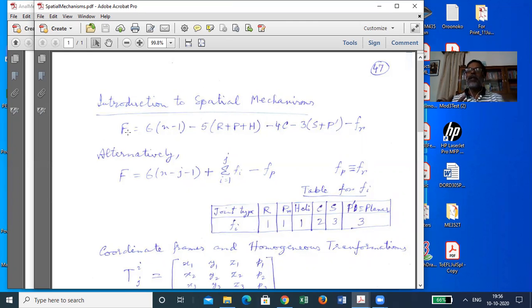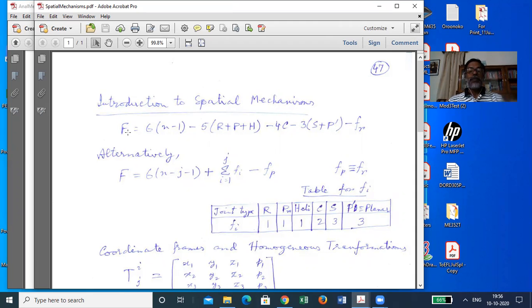Remember, in the planar version, we said that in a plane, a rigid body has 3 degrees of freedom, and removing one link, which is the frame, we have n minus 1 links. So 3 times n minus 1 is the total degrees of freedom the links have, from which pairs remove some relative freedoms. And for every revolute pair and every prismatic pair, we removed 2 freedoms, because in a plane, out of the 3 freedoms, it will remove 2 freedoms.